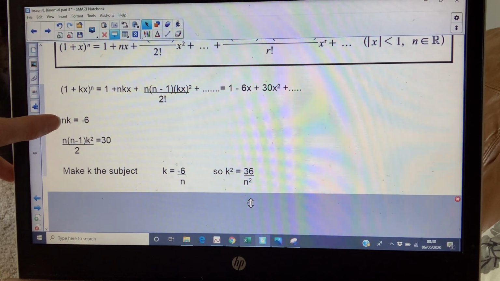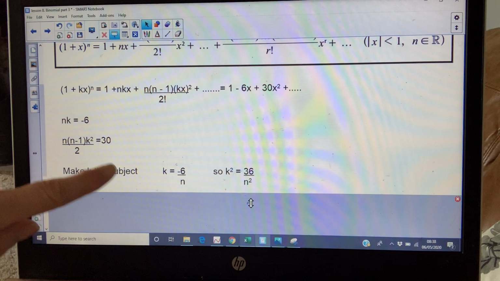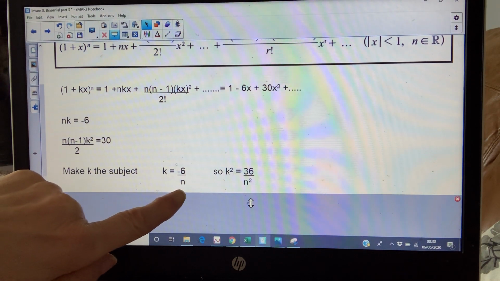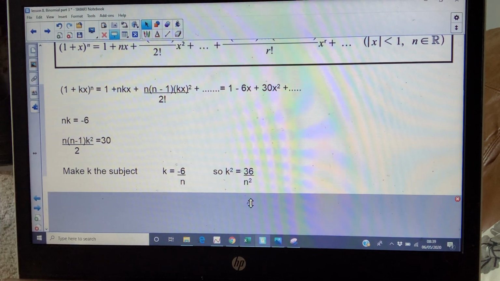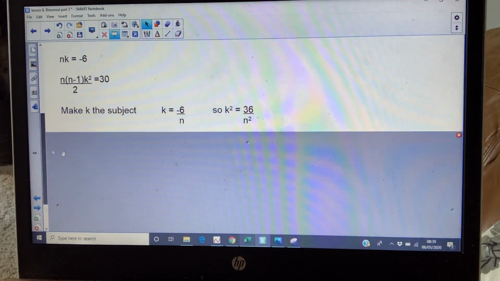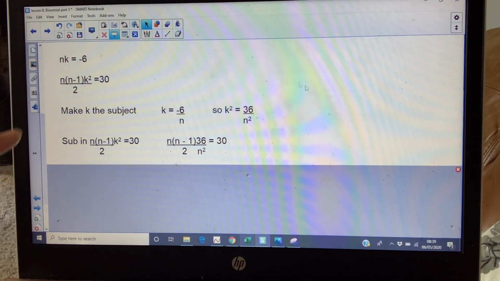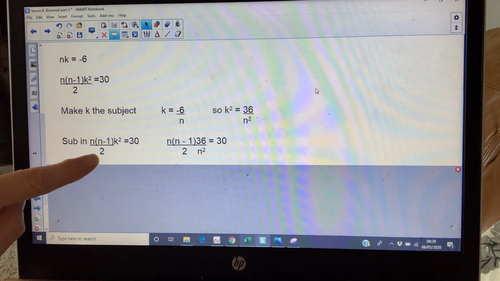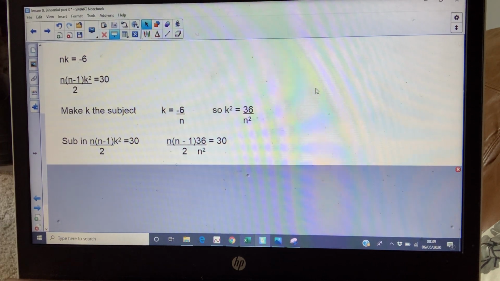I've taken the first equation and made k the subject. So I've got k is negative 6 over n. Because that's k squared, I then squared this. So I've squared negative 6 and I've squared n. So I'm getting k squared is 36 over n. And then I've substituted it into here. So I'm ending up with something that looks like this.